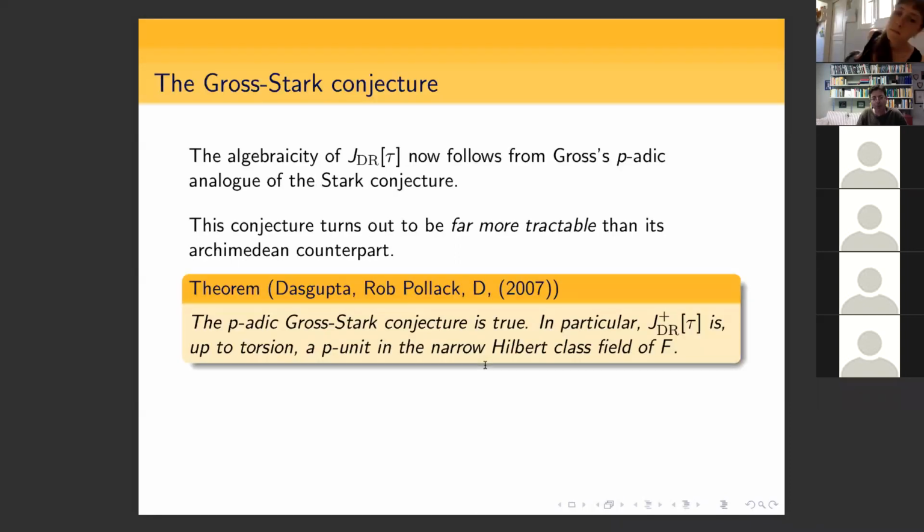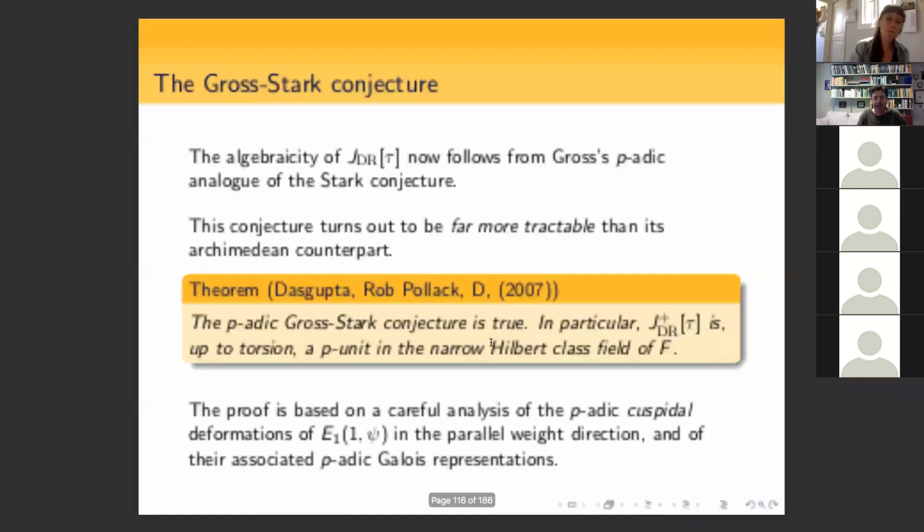The p-adic one is much more manageable, and in 2007, with Rob Pollack, Samit and I showed that the p-adic Gross-Stark conjecture is true in a sufficient generality to encompass this case that we were interested in. In particular, the value J Dedekind Rademacher plus of tau is up to torsion a p-unit in the narrow Hilbert class field of F. That's the theorem that we proved in 2007.